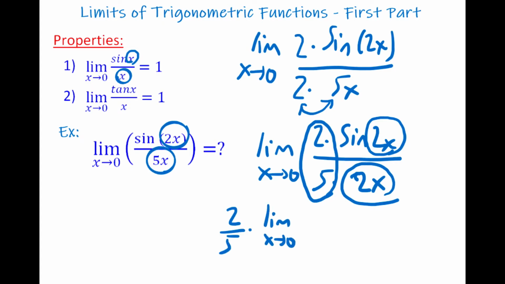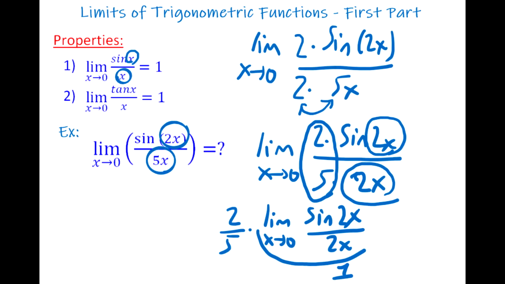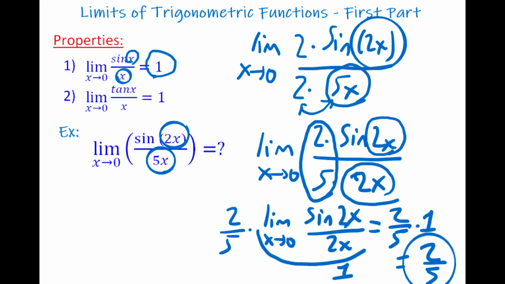Limit when x goes to 0, sine 2x divided by 2x. So from this part, guys, I'm going to have 1. So this is going to be 2 divided by 5 times 1, which is 2 divided by 5, guys. And let's take a look at the next example.